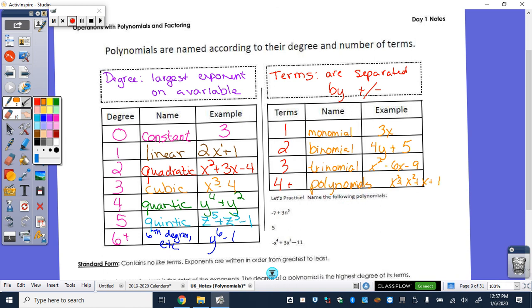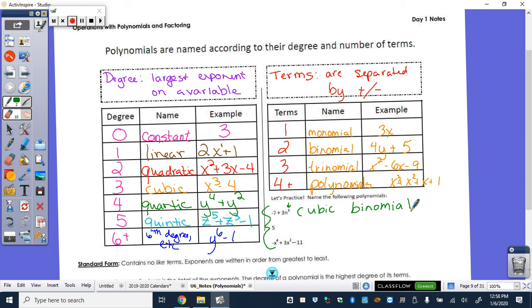Let's take a look at my 3 examples over here. We are going to name these both by degree and by number of terms. So it's going to get 2 names for each one. If we look at the first one there, we have negative 7 plus 3n to the third. So what's its name by degree? Cubic. Largest exponent is a 3, so that means it's a third degree. So it's a cubic. And then what's its name by number of terms? Binomial. 2 terms, the negative 7 and then the 3n cubed. 2 terms, so binomial.